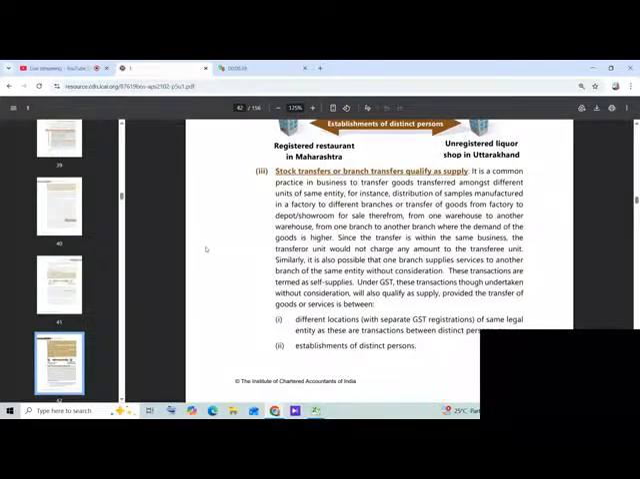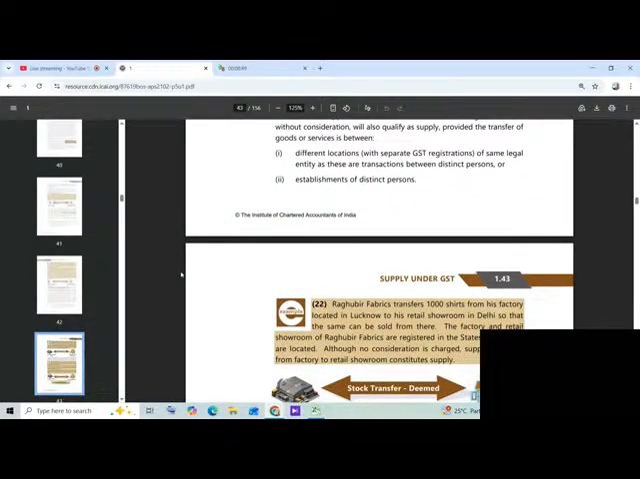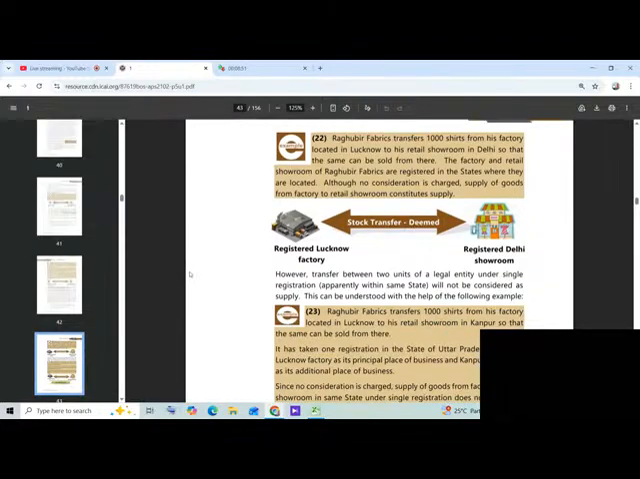Under GST, these transactions, though undertaken without consideration, will also qualify as supply provided the transfer of goods or services is between different locations with separate GST registrations of the same legal entity, as these are transactions between distinct persons or establishments of distinct persons. Example 22. Raghubir Fabrics transfers 1000 shirts from its factory located in Lucknow to its retail showroom in Delhi so that the same can be sold from there. The factory and retail showroom are registered in the states where they are located. Although no consideration is charged, supply of goods from factory to retail showroom constitutes supply.